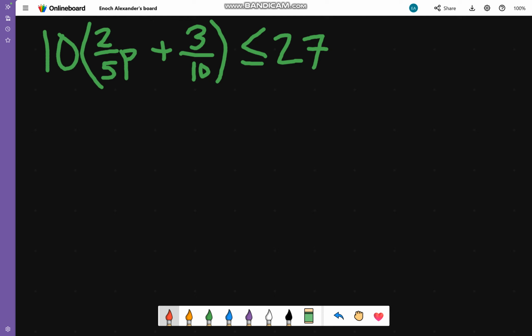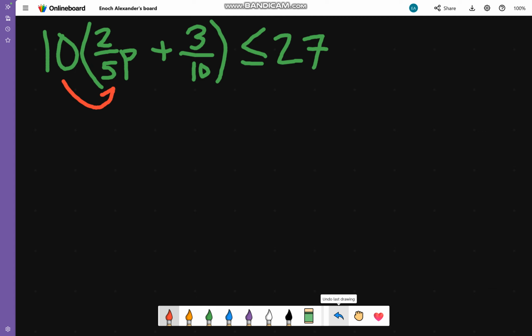Distributing the 10 means that you're going to multiply all terms inside the parentheses times 10. So that means you're going to multiply 10 times 2 over 5p and then 10 times 3 over 10. This is the first step: get rid of the parentheses by distributing the 10 to both terms. All right, so let's do that now.